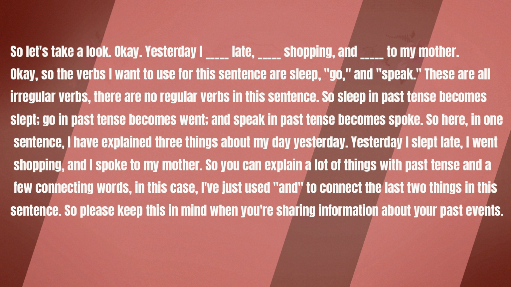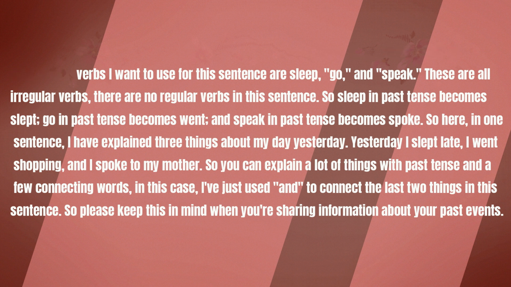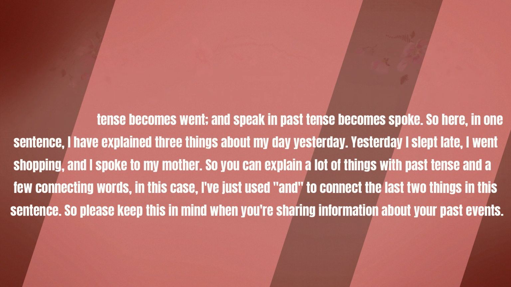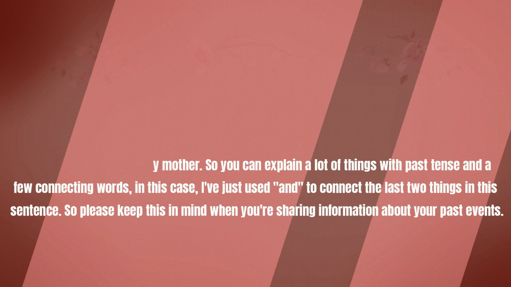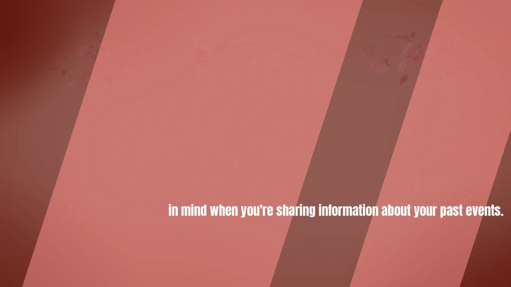So, sleep in past tense becomes slept. Go in past tense becomes went. And speak in past tense becomes spoke. So here in one sentence, I have explained three things about my day yesterday. Yesterday I slept late, I went shopping, and I spoke to my mother. So you can explain a lot of things with past tense and a few connecting words. In this case, I've just used and to connect the last two things in this sentence. So please keep this in mind when you're sharing information about your past events.